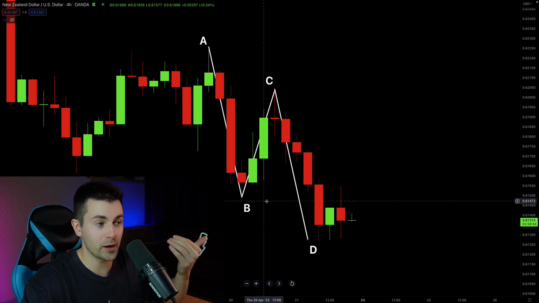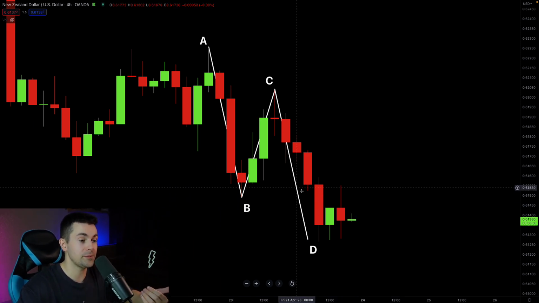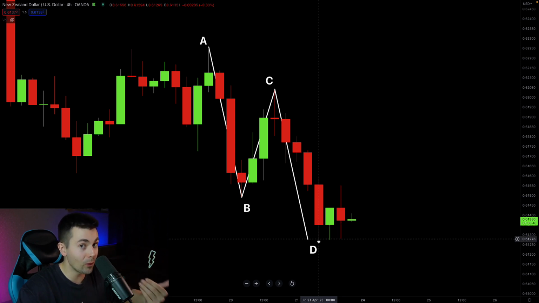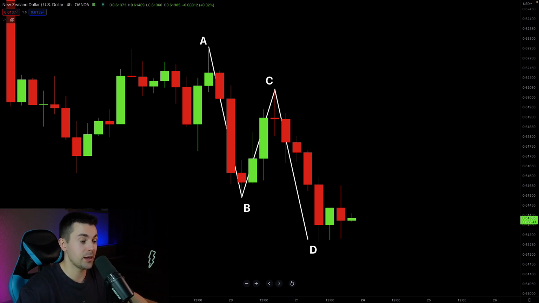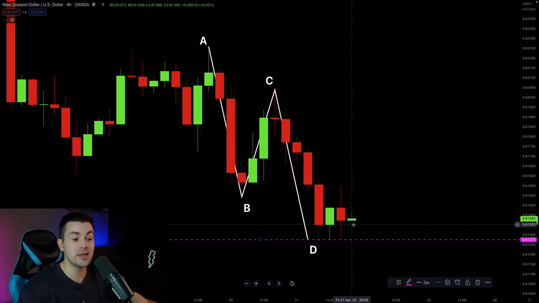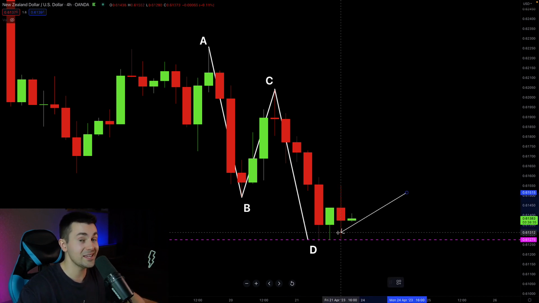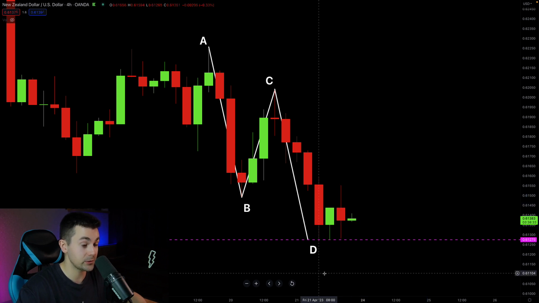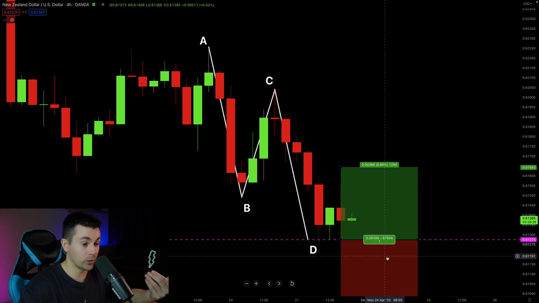Take a look at this Harmonic ABCD pattern that is spotted on New Zealand dollar pair on a 4-hour time frame. And that is a bullish pattern. It is a bullish Harmonic ABCD, and we will consider buying the D point of the pattern. And you can see that the pattern is already completed, and the price perfectly respected the D point of the pattern. And the D point of the pattern is your exact entry.